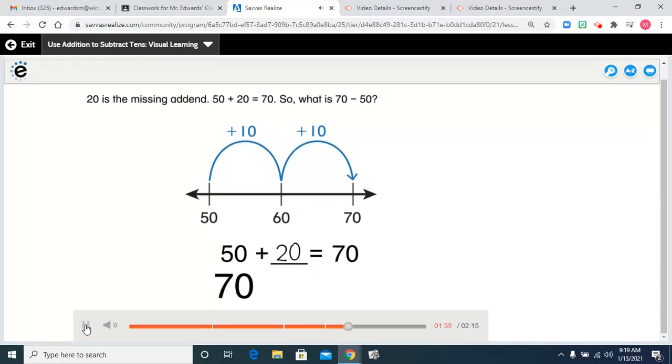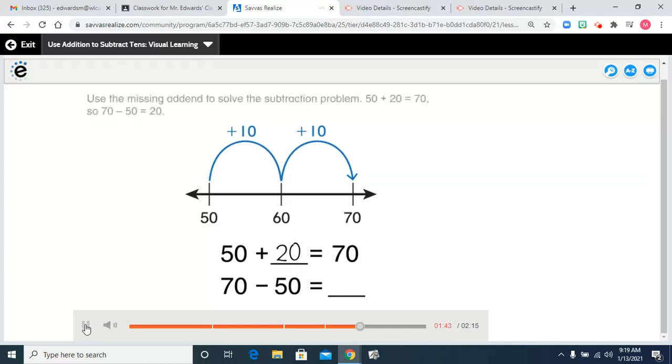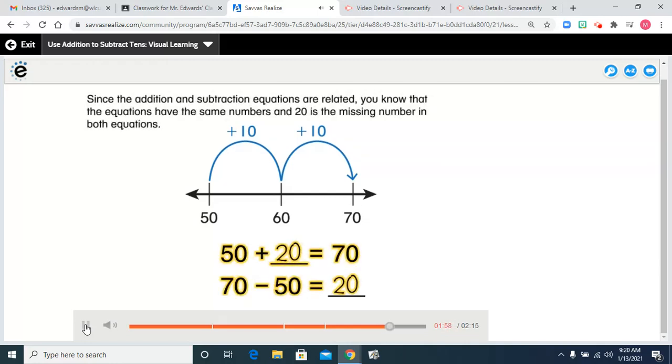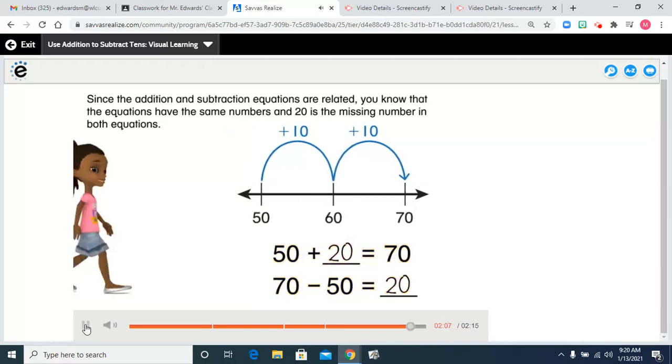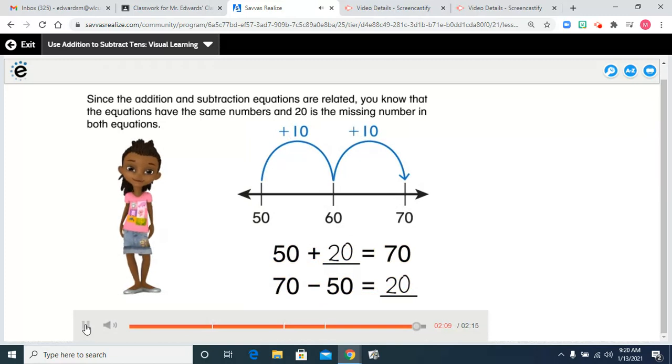So what is 70 minus 50? Use the missing addend to solve the subtraction problem. 50 plus 20 equals 70. So 70 minus 50 equals 20. Since the addition and subtraction equations are related, you know that the equations have the same numbers and 20 is the missing number in both equations. Now you know how to use addition to help subtract tens.